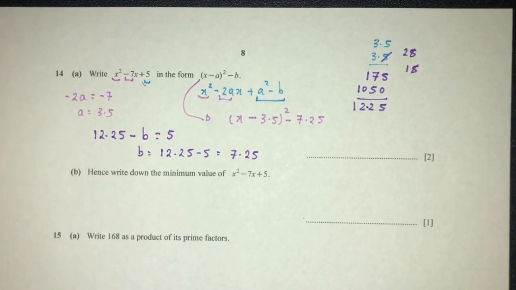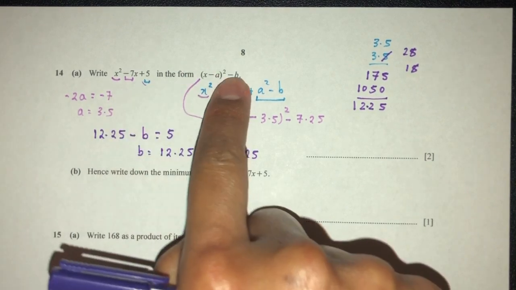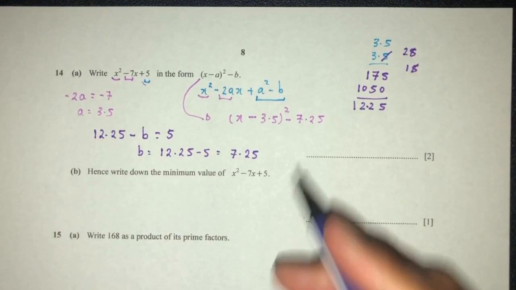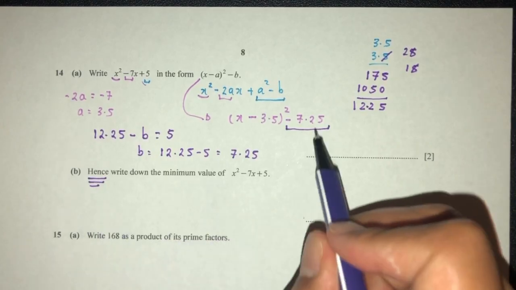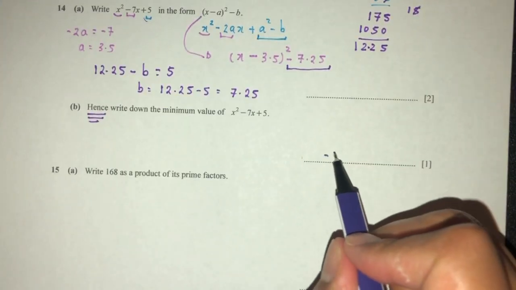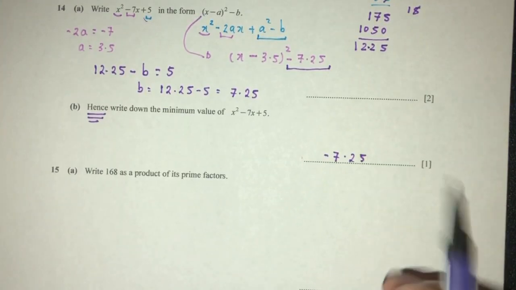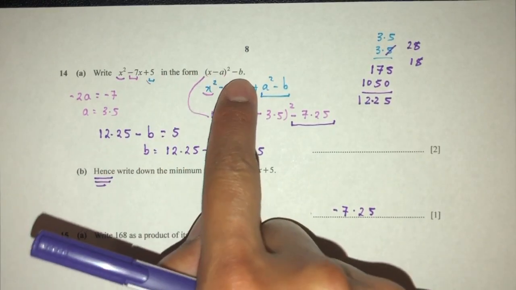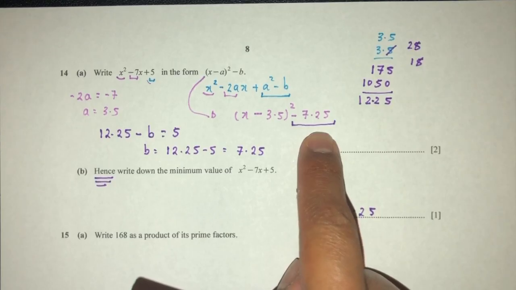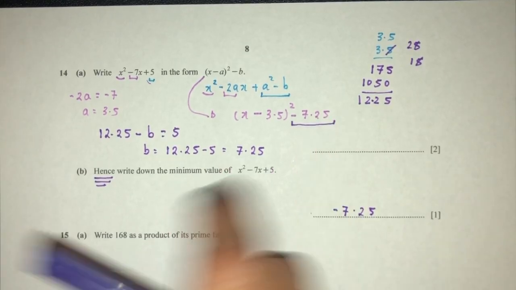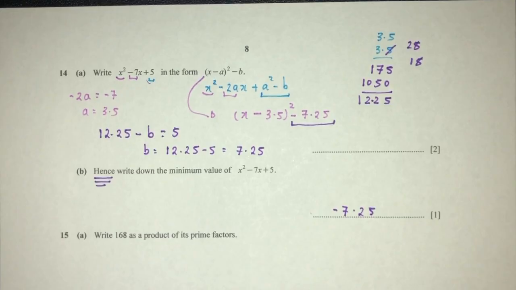Now for part B, hence write down the minimum value of this. So once we express this as this, we have to know that the value at the end right here, hence, that's why I tell you hence, we use this value as your minimum value. So we have to know that whenever we complete the square, the value at the end will be your minimum value or your maximum value, but in this case it is your minimum value. That will be part 14.